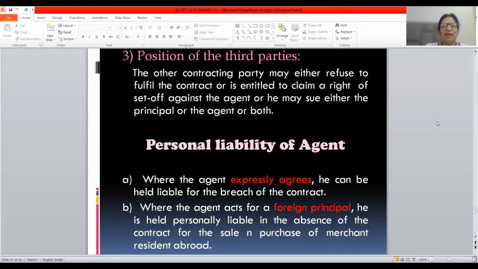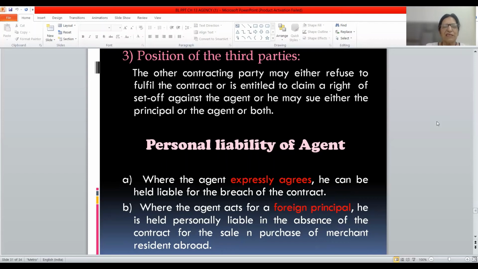We always say, friends, the acts of the agent are the acts of the principal. But these are the exceptional cases where the acts of the agent will not be the acts of the principal, but they will be the acts of the agent himself. Or we can say, personal liability of the agent. Which are the circumstances in which the agent is held liable on a personal basis?